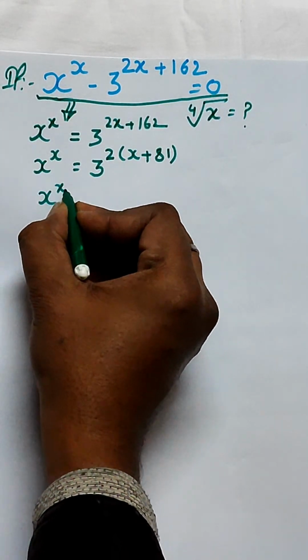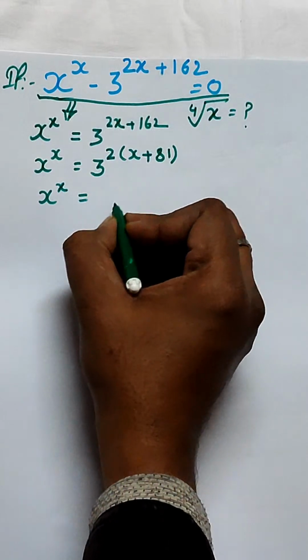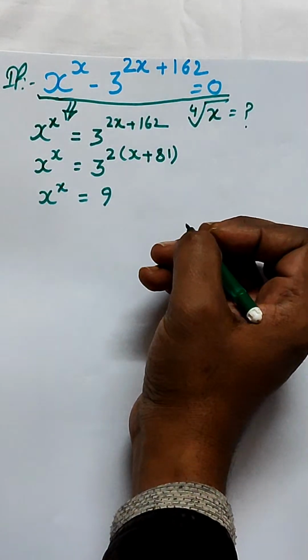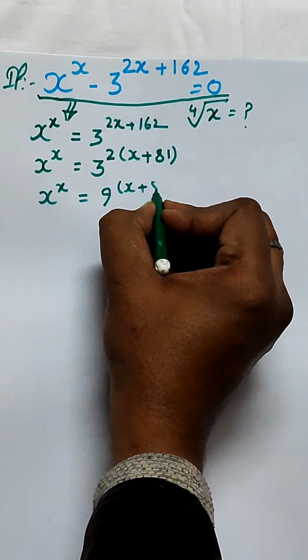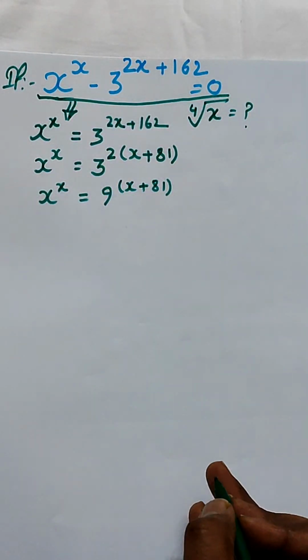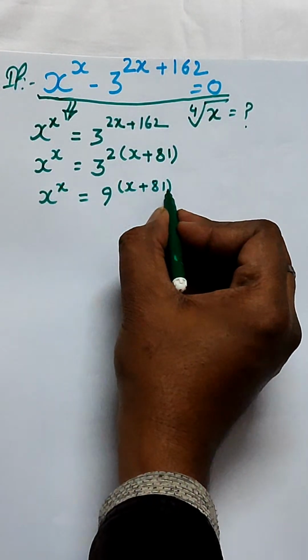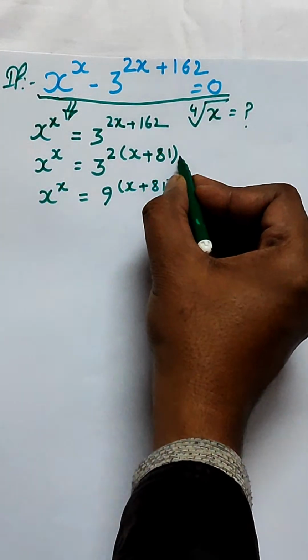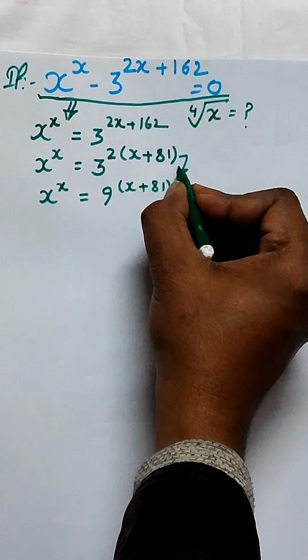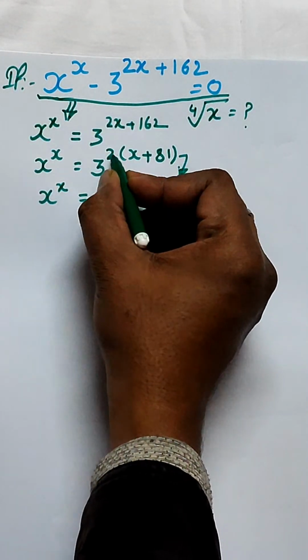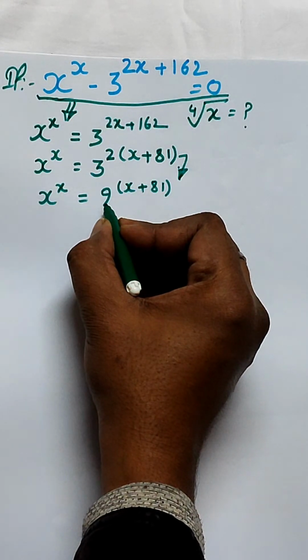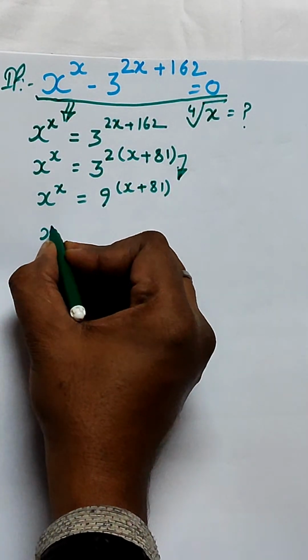x to the power x is equal to 9 to the power x plus 81. I hope this is confirmed. This is okay with you. I think this step is understandable to you, right? We have just converted 3 to the power 2 into 9. Now what will be the next step?